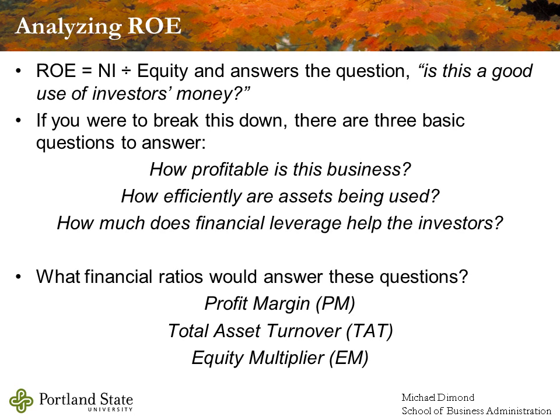So our return on equity is going to become the reward, or our profit, our net income that the company is generating, divided by the cost that the equity investor put in. So the total equity is going to be the denominator in our return on equity formula. Return on equity is simply net income divided by equity. And it answers the question, is this a good use of investors' money?